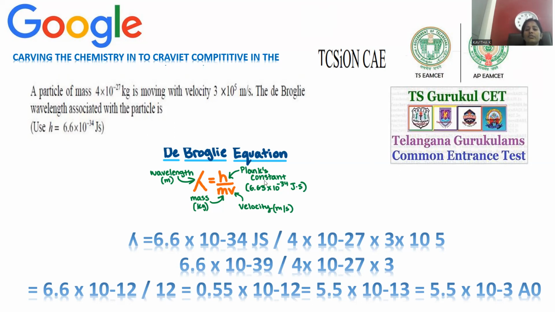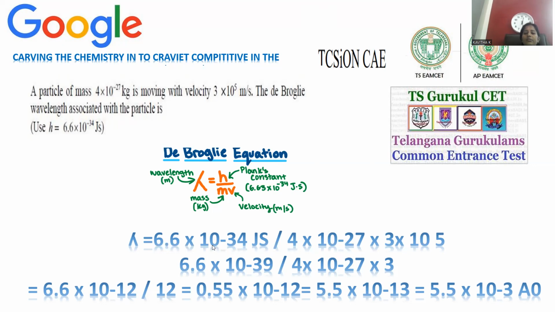H denotes the Planck constant, whose value is already given within the problem. And m is nothing but mass in kilograms. V is nothing but velocity in meter per second. So here the mass is given in kilograms itself, and the velocity is given in meter per second only. Everything is very clear to you. Let's put the h value, that is 6.6 into 10 to the power minus 34. M is 4 into 10 to the power minus 27, and v velocity is 3 into 10 to the power 5.